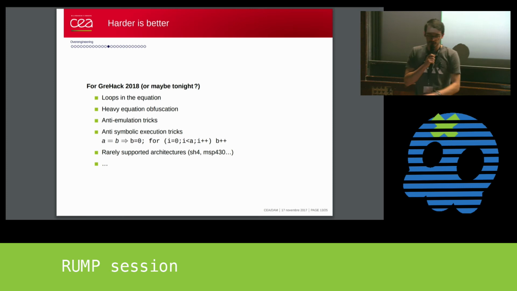The things that we didn't do and could have done to make it harder, but maybe too lengthy for this challenge, would be to add loops in the equations so that static analysis is harder to do, and that DSE has to explore lots of different states. We didn't use any anti-emulation tricks like tracing threads, nor anti-symbolic execution tricks. The point was just to force people to do automation.